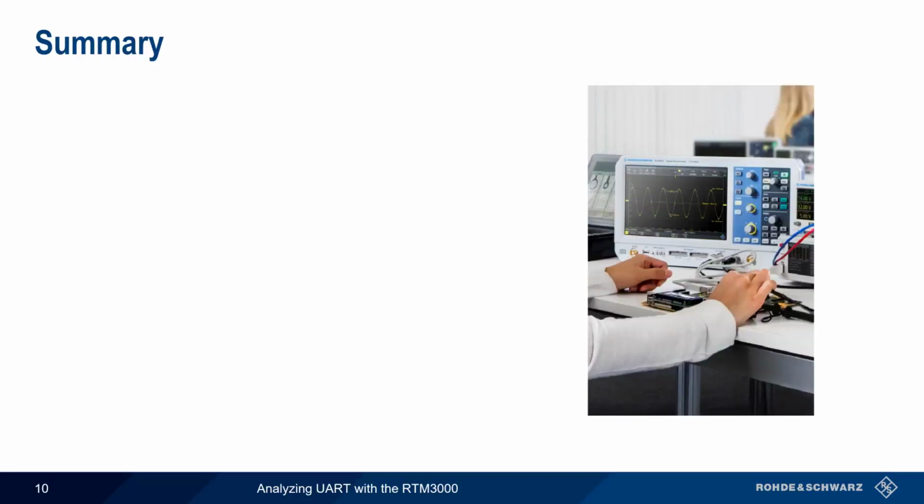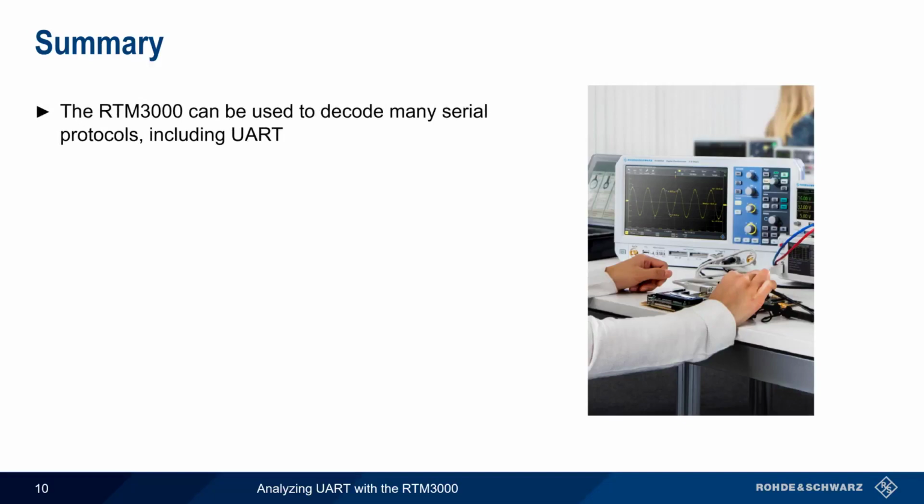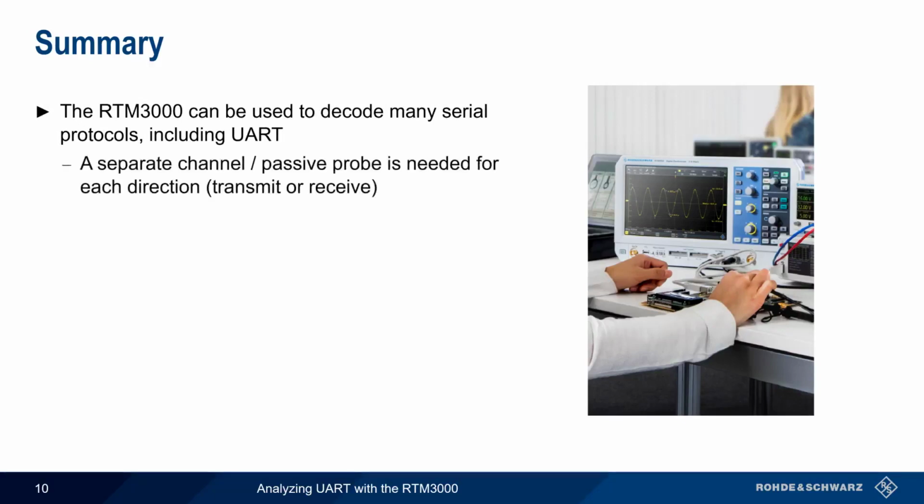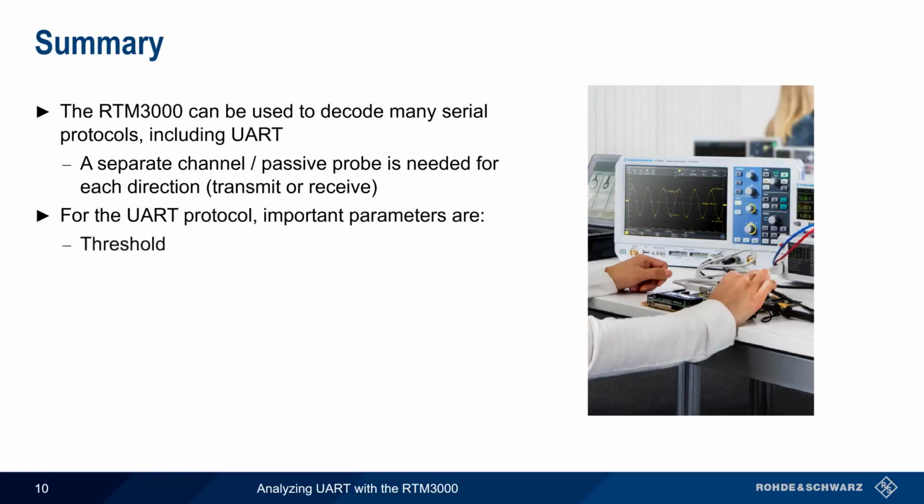Let's end with a brief summary. The RTM3000 can be used to decode many serial protocols, including UART, with a separate channel and passive probe needed for each direction of the UART connection. There are a number of important parameters that need to be configured. These include the threshold, which defines which voltage levels represent 1 and 0, and the capture window time, which defines the duration over which the signals are captured and decoded. Both of these are critical parameters, so it's important to be sure that they're both set correctly.